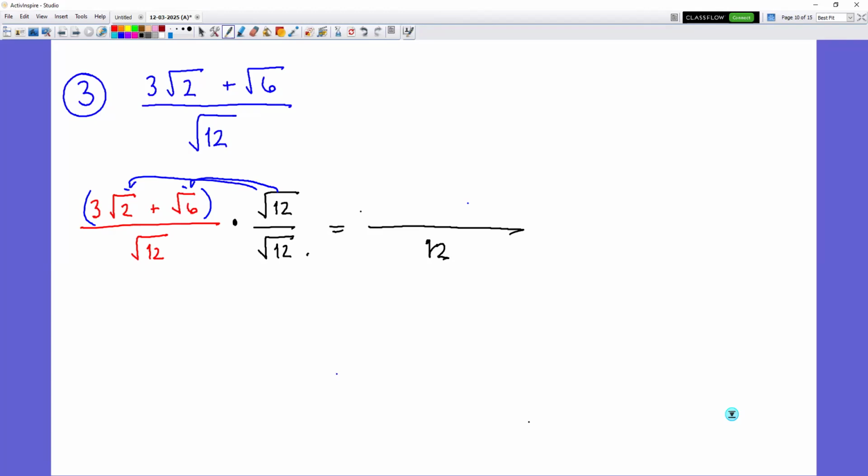Now we're going to distribute that square root of 12 for the top part of the fraction and try to simplify it. So we're going to take the square root of 12 and multiply it to 3 square root of 2. What is that going to give us? That's going to give us 3, and then the square root of 2 times 12. So 2 times 12 is going to be 24. Then we're going to do plus. We have the square root of 6 times square root of 12. So that's going to give us the square root of 72, because 6 times 12 is 72.